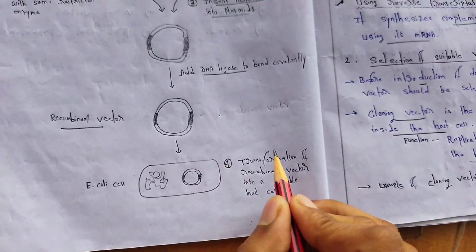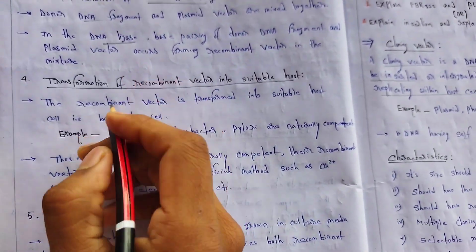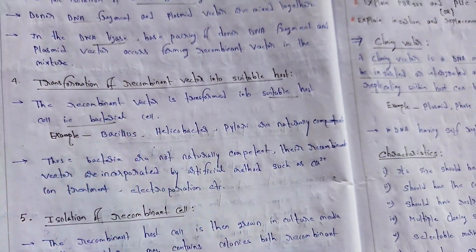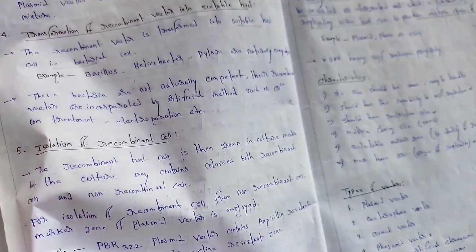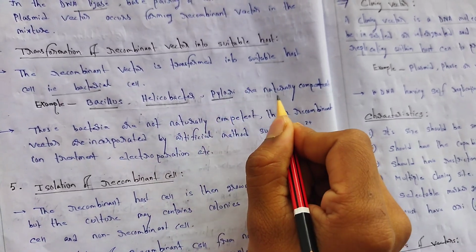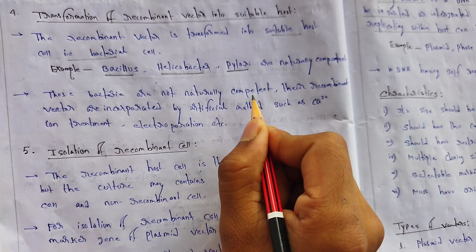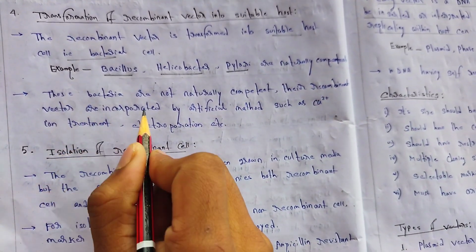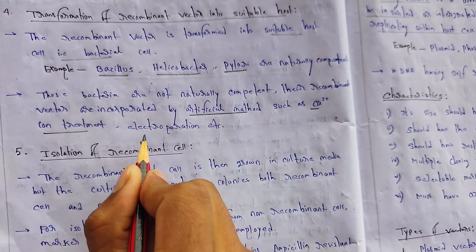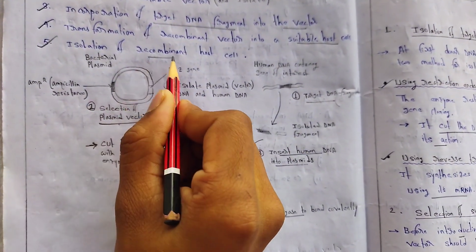Then transformation of the recombinant vector into the suitable host cell. The recombinant vector is transferred into the host cell, for which we have taken E. coli. Bacillus and Helicobacter pylori are naturally competent. Bacteria that are not naturally competent take up the recombinant vector by artificial methods. What are the artificial methods? Calcium ion treatment and electroporation. Then the last step, isolation of the recombinant host cell.